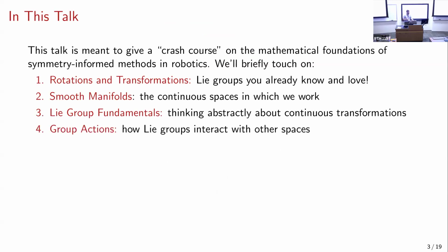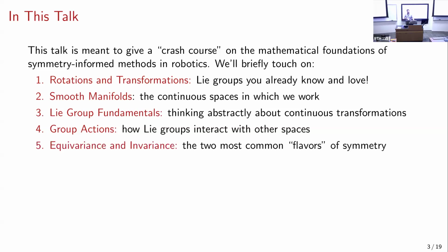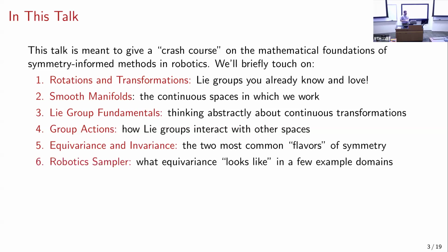And then start talking about how these Lie groups can act on other manifolds, so how we can describe symmetry of data defined on spaces that may not themselves be Lie groups. We'll then come to our two most common flavors of symmetry, equivariance and invariance. And then at the end, I'll give a little bit of a sampler of how these ideas are going to play out in a couple of different domains in robotics, which will serve as a preview of what the other speakers are going to talk about in a lot more detail later.